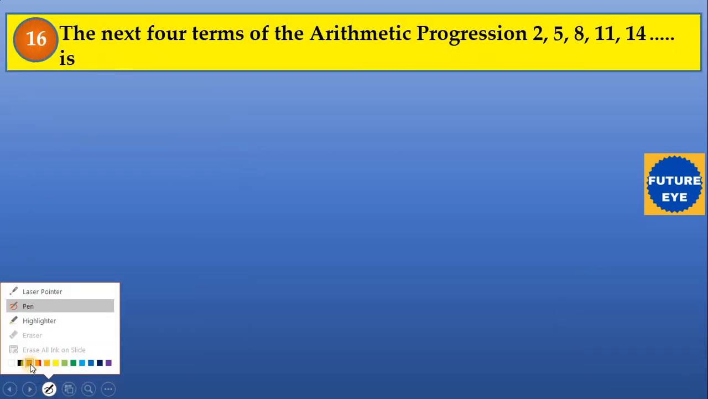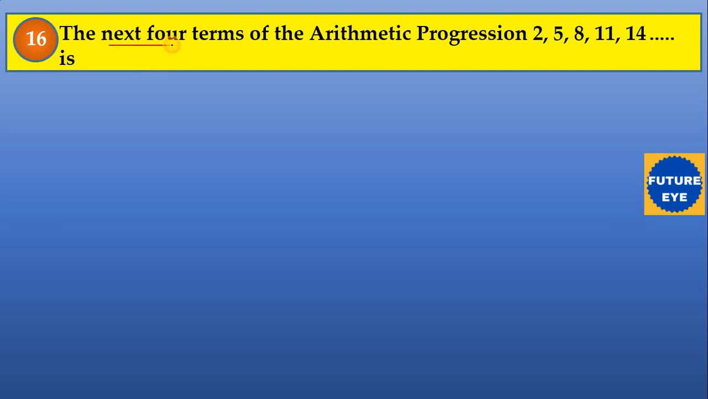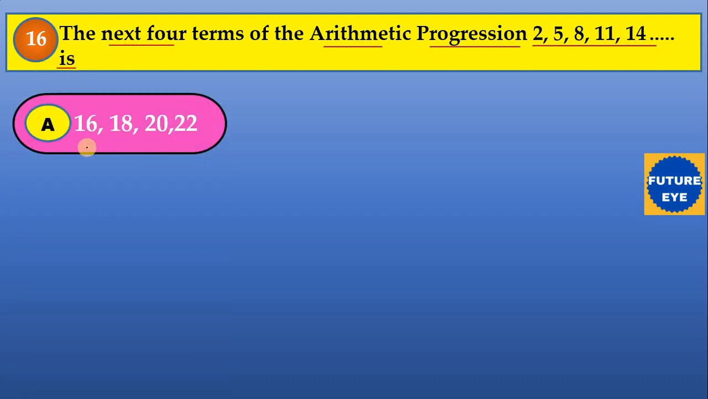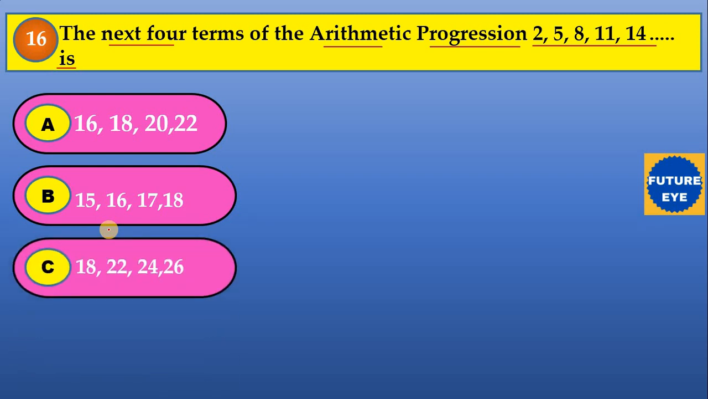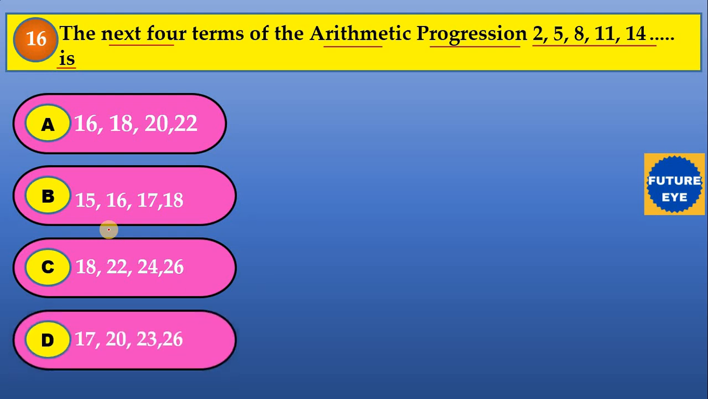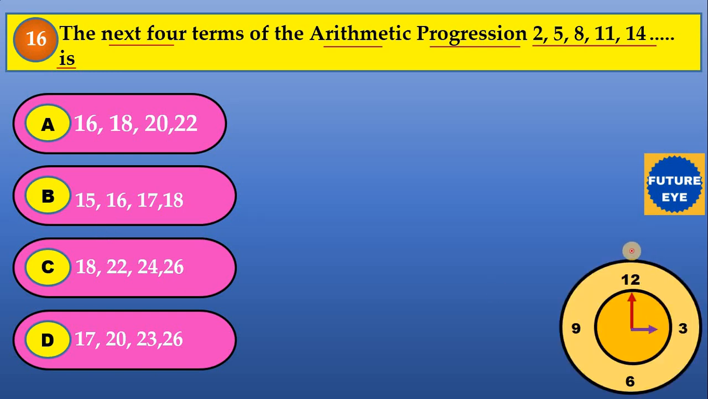Question number 16 it is. The next 4 terms of the arithmetic progression 2, 5, 8, 11, 14, and so on, are. Option A: 16, 18, 20, 22. Option B: 15, 16, 17, 18. Option C: 18, 22, 24, 26. Option D: 17, 20, 23, 26. Your time starts from now.